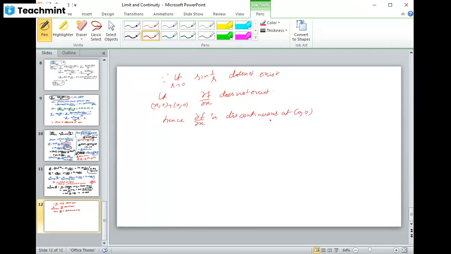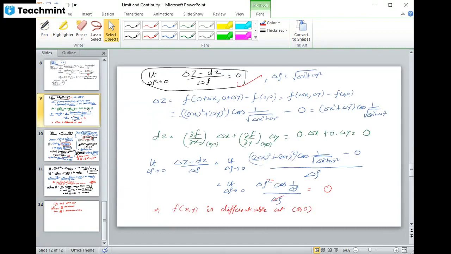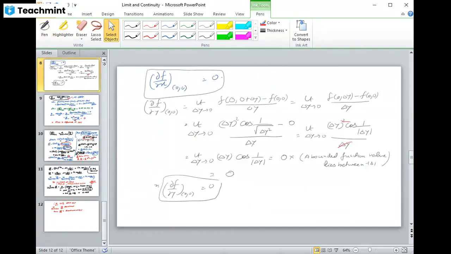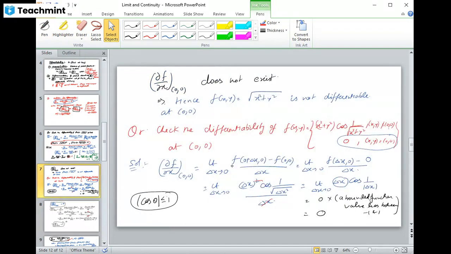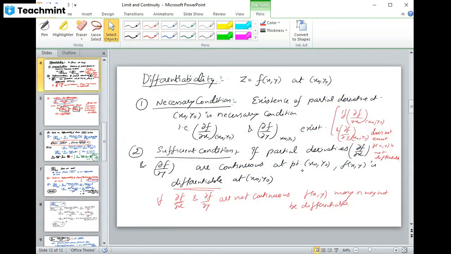So what does it mean? In this question, we have concluded that the partial derivative of this function exists, and your function is also differentiable at the point (0,0), because the differentiability condition is satisfied. But here we have also proved that the partial derivatives are discontinuous. So it means that here we have actually proved the condition that even if partial derivatives are not continuous, your function may be differentiable, right?